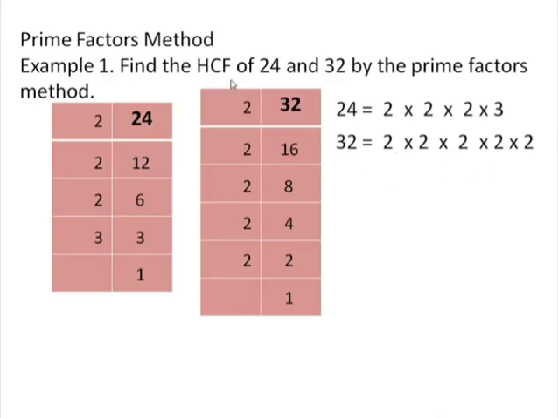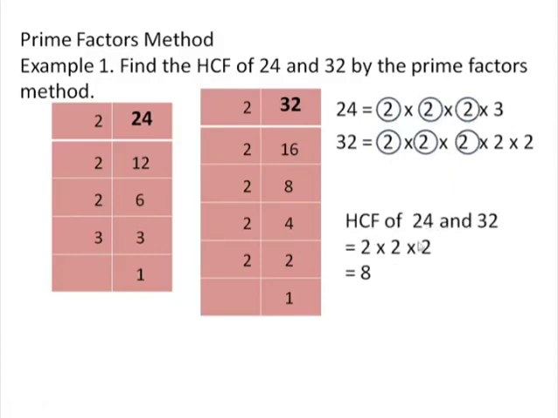Now to find the HCF of 24 and 32, we have to circle the common factors of 24 and 32. Here, these two are common, then these two are common, and these two are common. So we will write the HCF of 24 and 32 is 2 multiplied 3 times, that is 8. Now if you look at the numbers, 24 and 32 both come in the table of 8. Therefore, the HCF of 24 and 32 is 8.